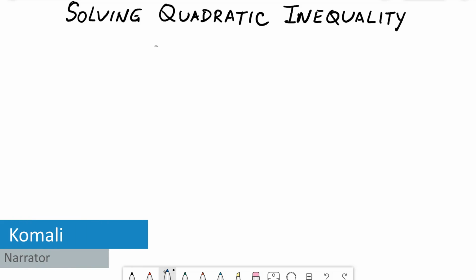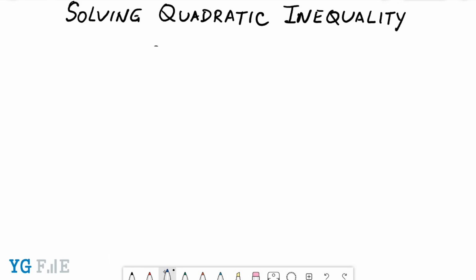Solving quadratic inequality. We'll take a quadratic inequality expression and try to find the solutions for x. So we will be learning how to evaluate quadratic inequalities. Let us take an example for this. We will take something like x square minus 5x plus 6 greater than 0.